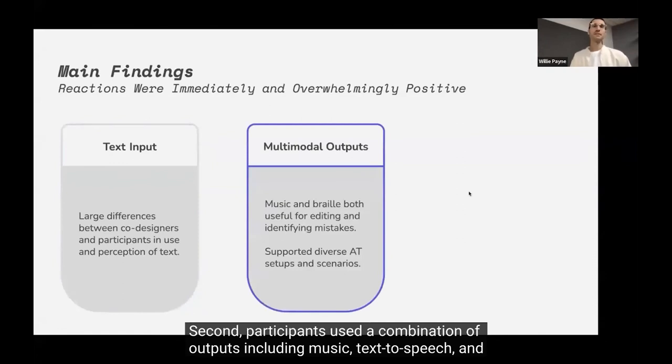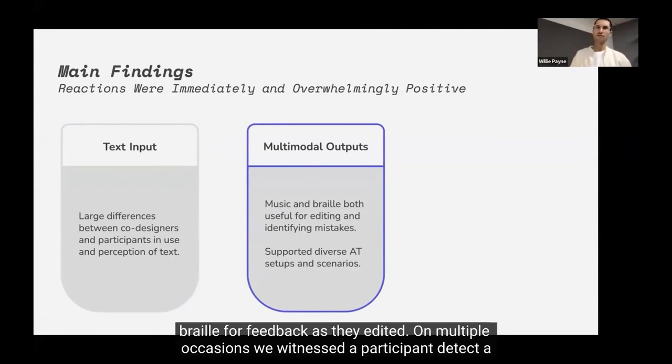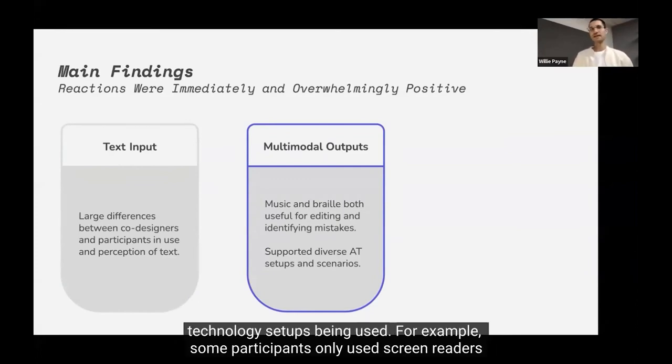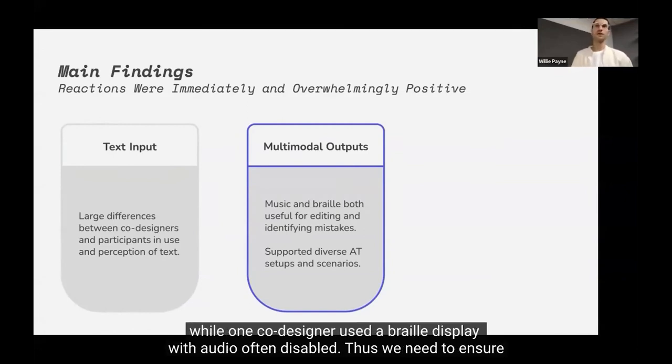Second, participants used a combination of outputs, including music, text-to-speech, and Braille for feedback as they edited. On multiple occasions, we witnessed a participant detect a mistake through hearing the music or feeling the Braille score. We also saw a range of assistive technology setups being used. For example, some participants only used screen readers, while one co-designer used a Braille display with audio often disabled.